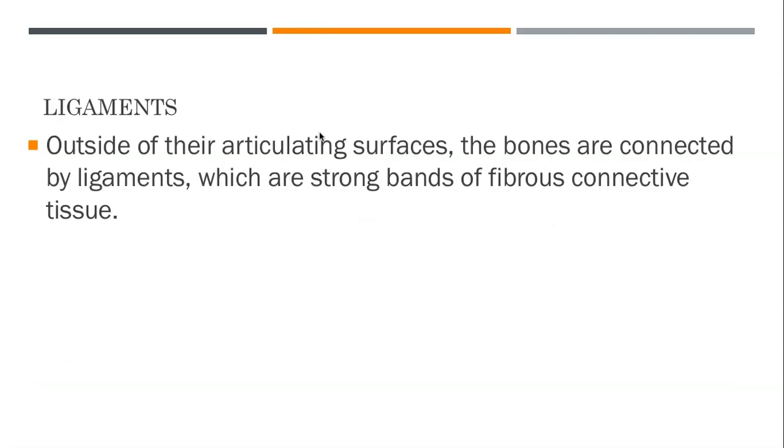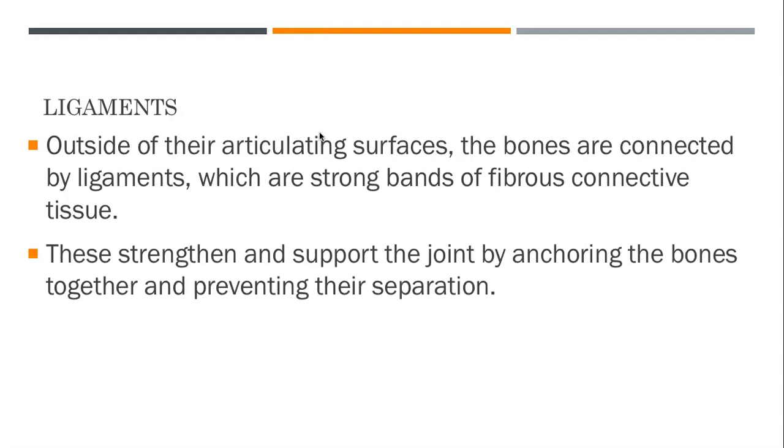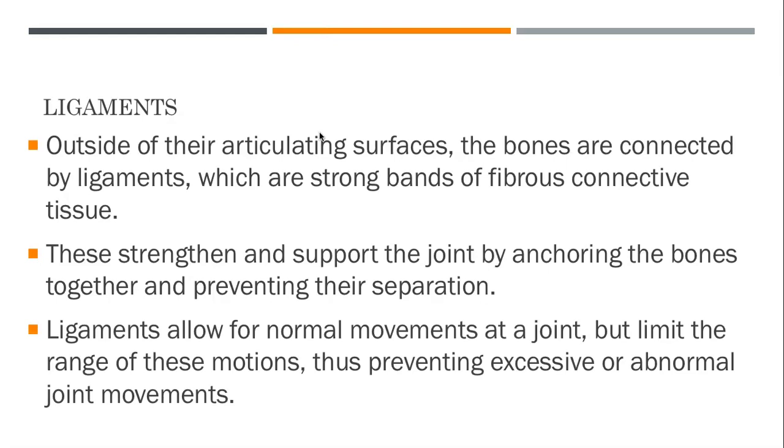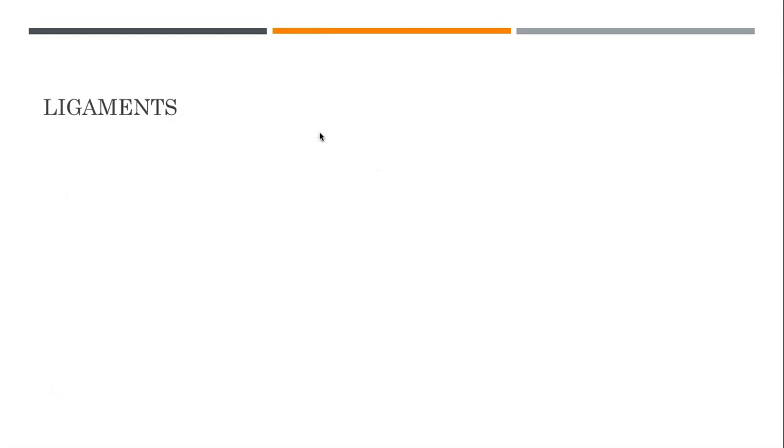Outside of the articulating surfaces, the bones are going to be connected by ligaments, which are just strong bands of fibrous connective tissue. These strengthen and support the joint by anchoring the bones together and preventing their separation. Those ligaments allow for normal movements at a joint, but also sometimes limit the range of those motions, which is pretty good because it'll prevent excessive or abnormal joint movements.